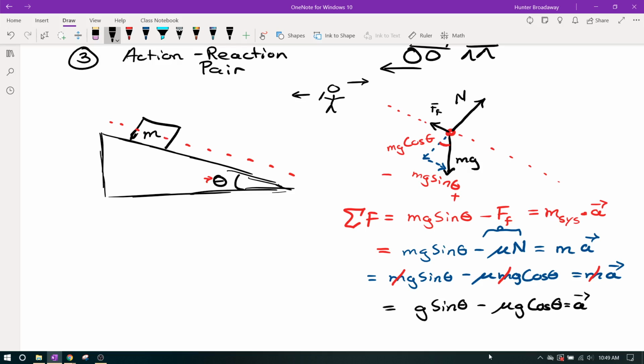Another one that I really like to use is the Atwood machine, where you have one going up and then the other one going down. That's another favorite one that I like to do.